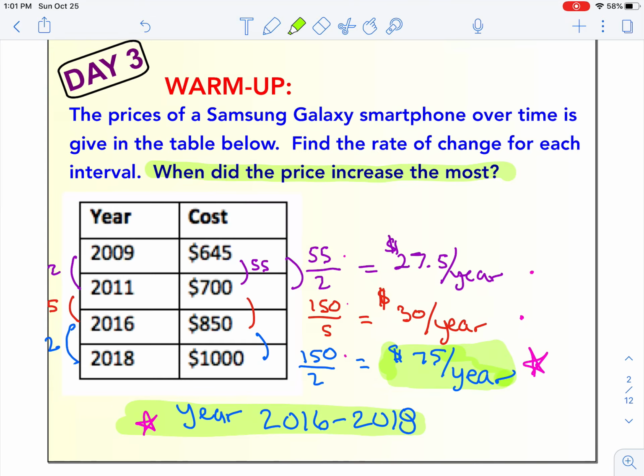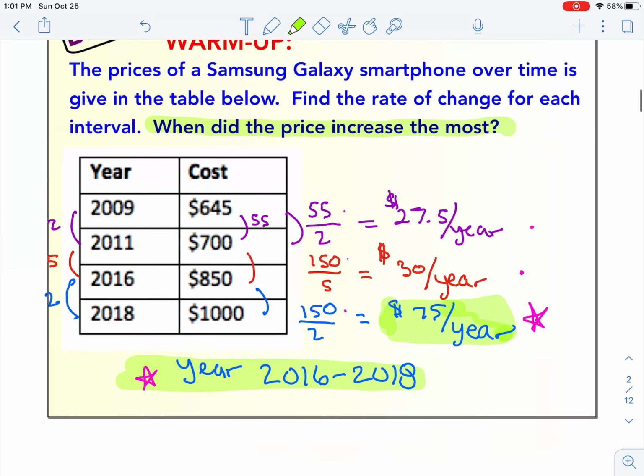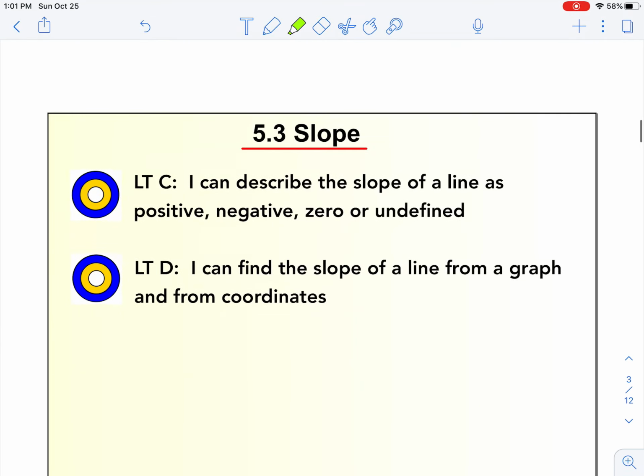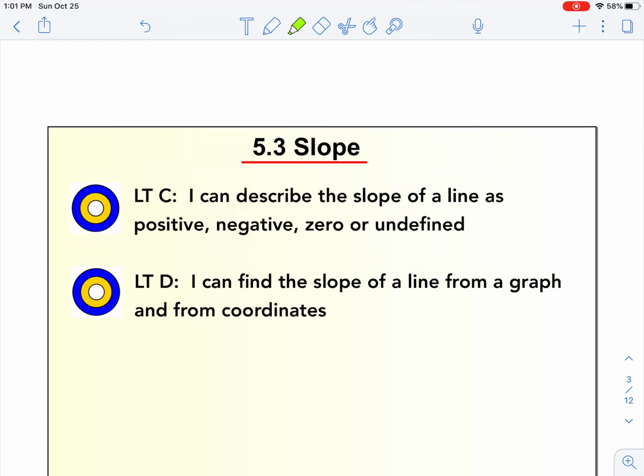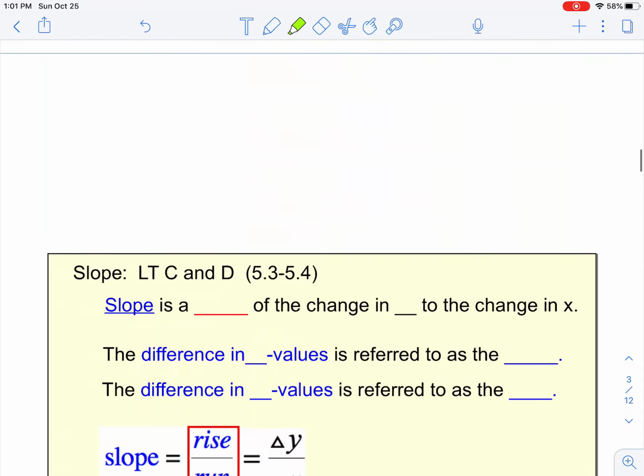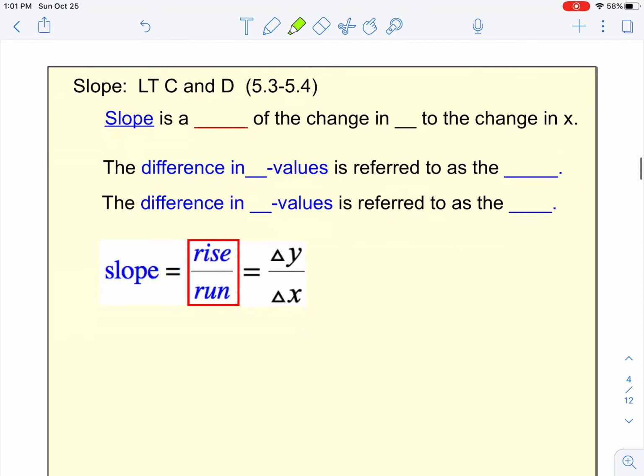So hopefully that is starting to make sense, because that rate of change is really what we're going to be talking about today, which is slope. So we're going to describe slopes of lines. We're going to talk about positive, negative, zero, undefined, and we're going to find the slopes. We were finding the slopes for a certain time period and average rate of change. We're going to do it from a graph and ordered pairs this time, which you could really get from a table as we were doing before.